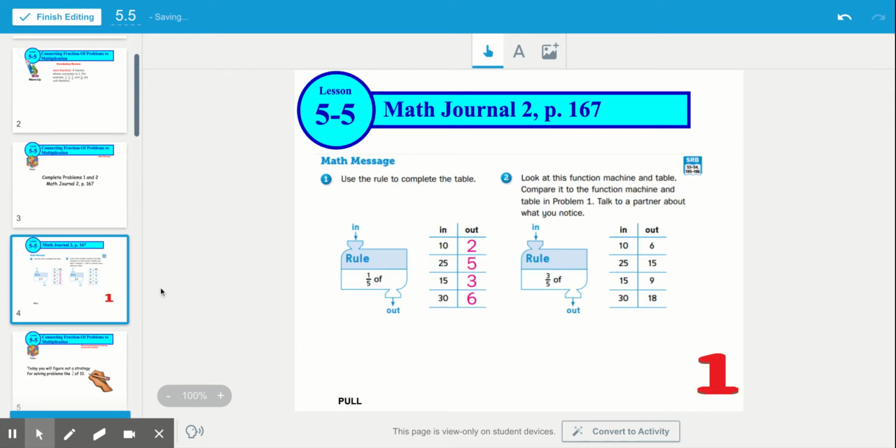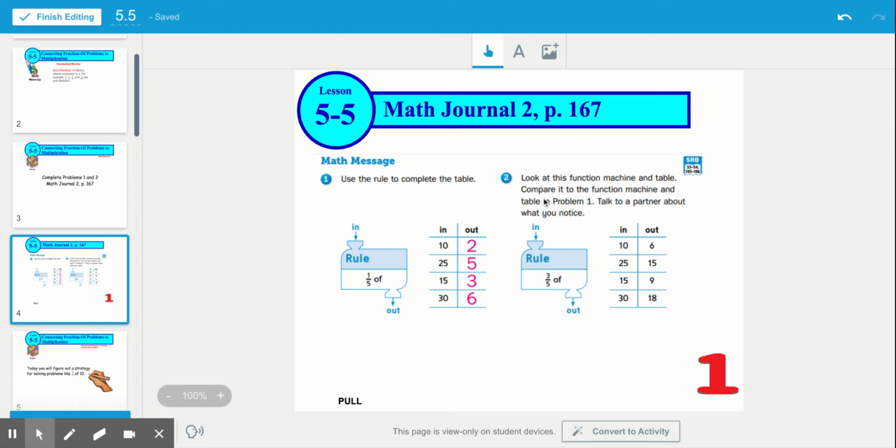At this point, you should have been able to solve problem 1 and 2. So number 1 says to use the rule to complete the table. You see 1/5 of. 1/5 of 10 is 2. 1/5 of 25 is 5. 1/5 of 15 is 3. And 1/5 of 30 is 6. This should be review for you.